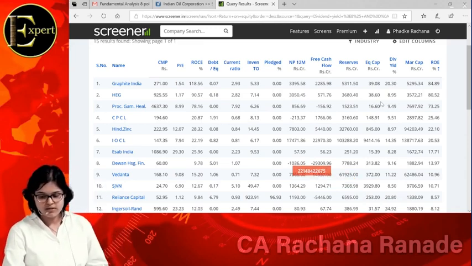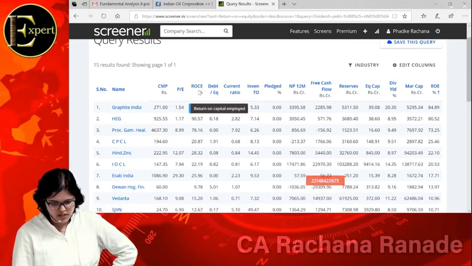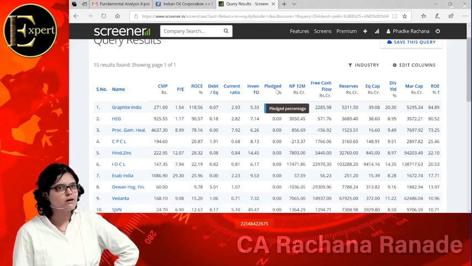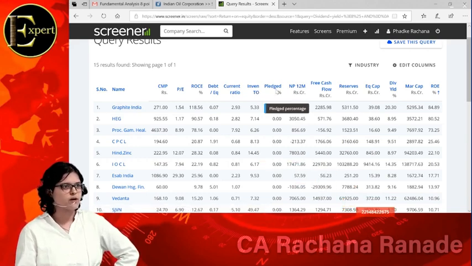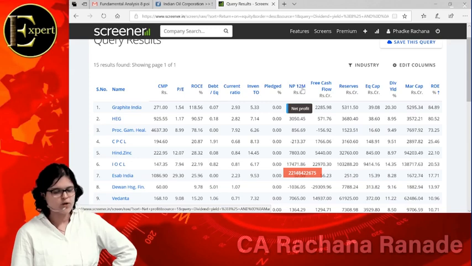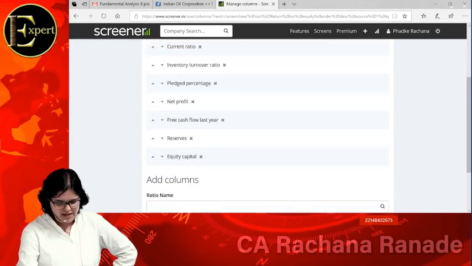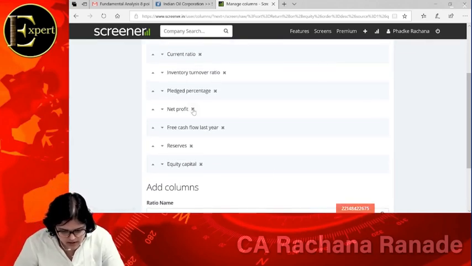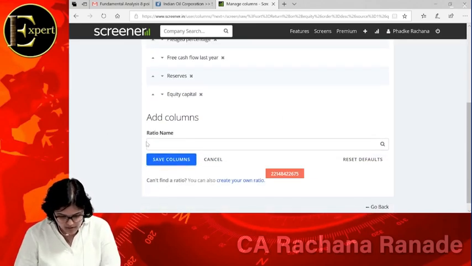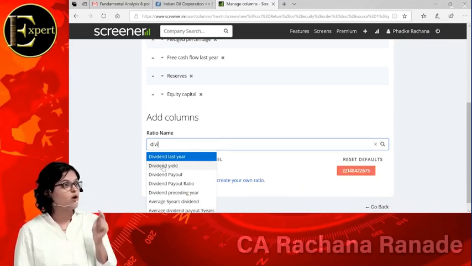Now what it did was, these columns, if you see here, are our columns, friend. PE, ROCE, debt to equity, current ratio, inventory turnover, pledged. How come? Because I've logged into my account right now. Okay, for example, this net profit 12 months, I don't want this. So it's very simple, go to edit columns. And here, I say, I don't want net profit, let us say. And I want this dividend yield ratio to appear in my list. Now every time I log into my account, dividend yield has to be there.